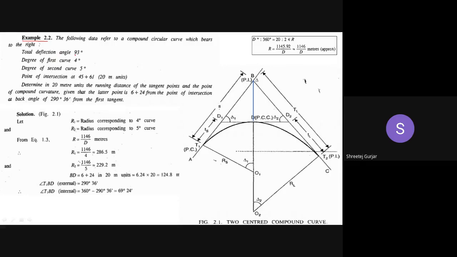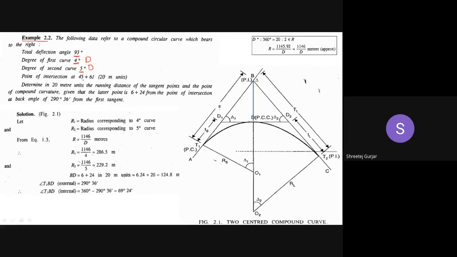So here we have a compound curve. The total deflection angle is 93 degrees. The degree of the first curve is given as 4 degrees, and the degree of the second curve is given as 5 degrees. We will be requiring this. Degree we represent by capital D.